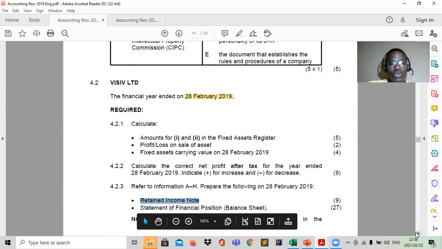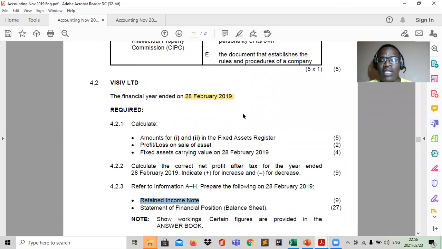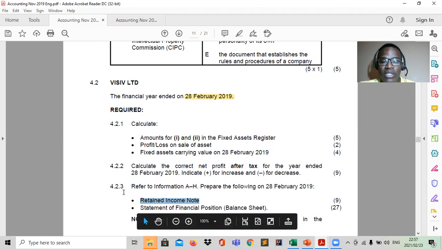On 4.2, one thing that we need to realize is that we are dealing with the financial year ended on 28 February 2019. That's what we need to highlight. Why? Because, remember, we only account for the transactions of a certain financial period. So if the financial year end is 28 February 2019, it means the financial year began on 1 March 2018, right? And then we're going to focus on 4.2.3.